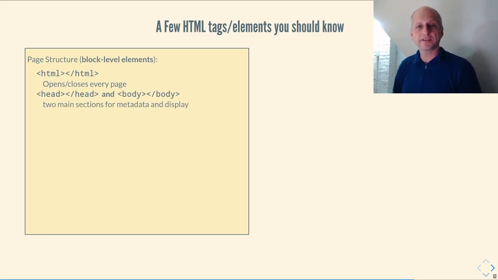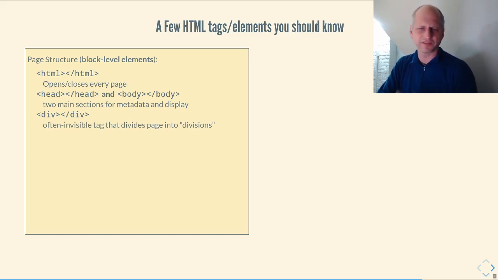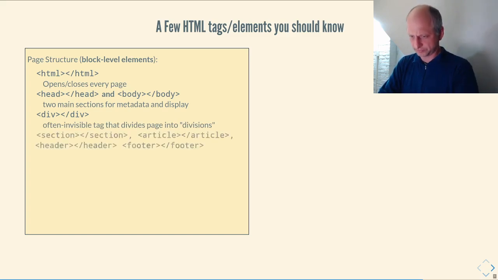So the head exists mostly for metadata and for providing links to other more complicated things. And body contains everything that you're going to see in the web page. Inside body, there are other structural tags that are really important. The main one for the longest time was div, which just means division, a division of the page. Often the div was invisible. By default, it doesn't do anything strange.